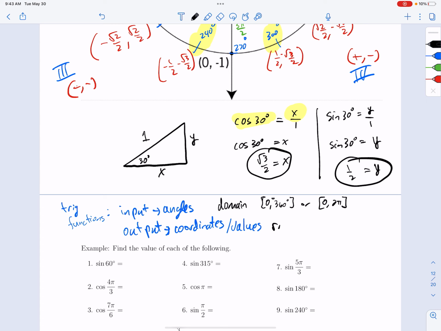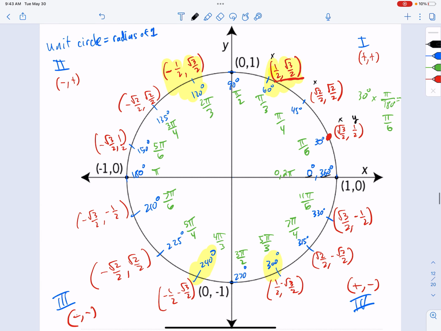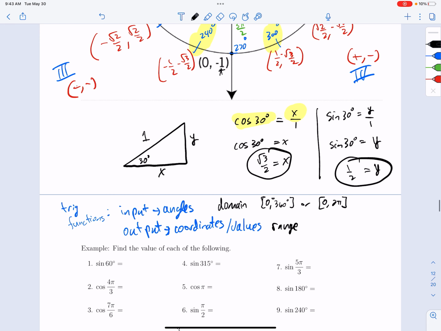And then the range is the output. If we look, the biggest output, or the biggest y value that we get, is 1. Right, that's the highest y value. And the lowest y value is down here. It's -1. So our range is always -1 to 1.